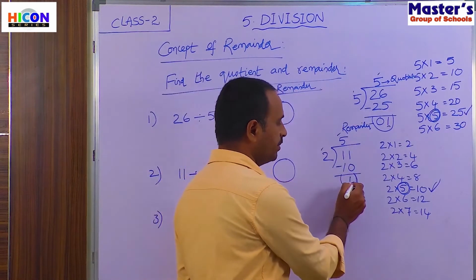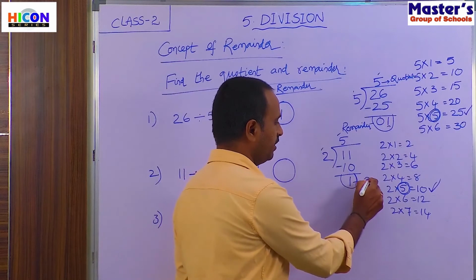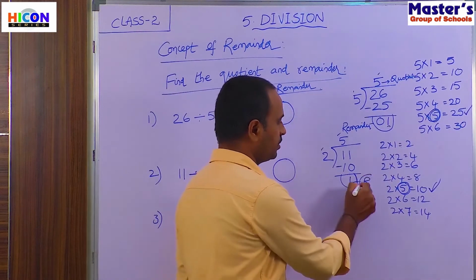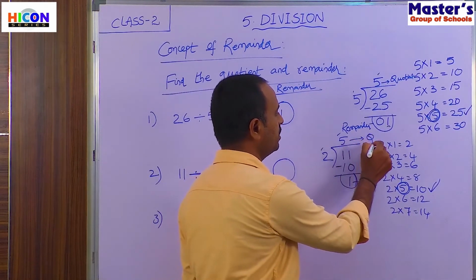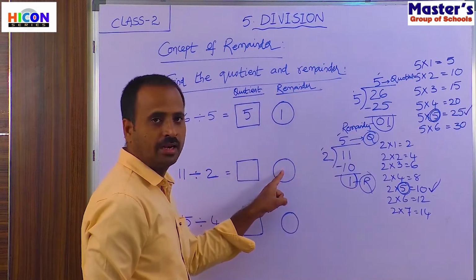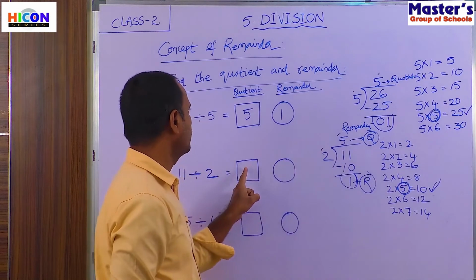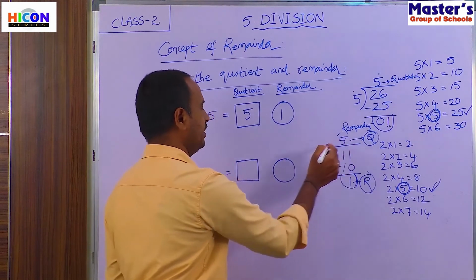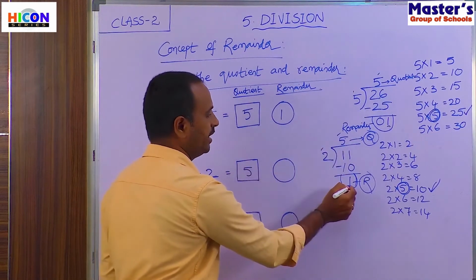So here, what is the remainder? 1 is the remainder. And what is the quotient here? Here 5 is the quotient. So write the remainder in the circle and write the quotient in the box. So what is the quotient here? 5. And what is the remainder here? 1.